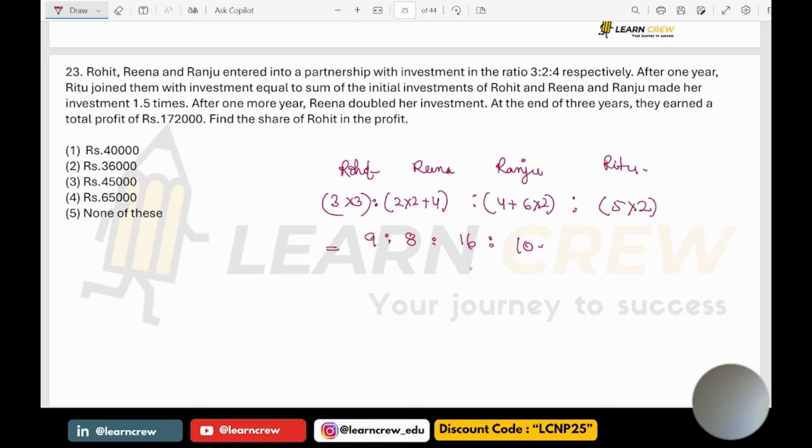So total how many parts here? 16 plus 10 is 26, plus 17 is 43. 43 parts would be 172,000. Then Rohit's profit would be 9 parts. 43 into 4 is 172, 9 into 4 is 36,000. So answer is 36,000.